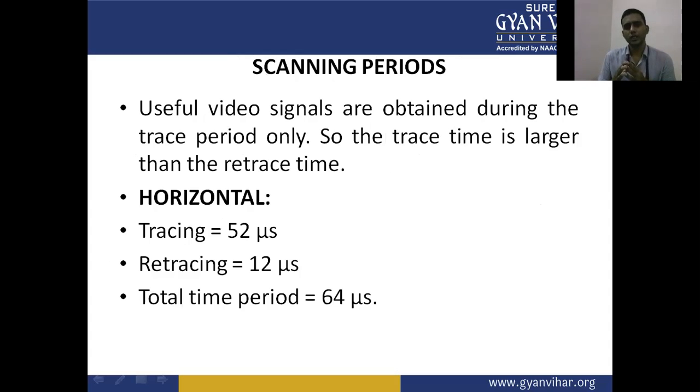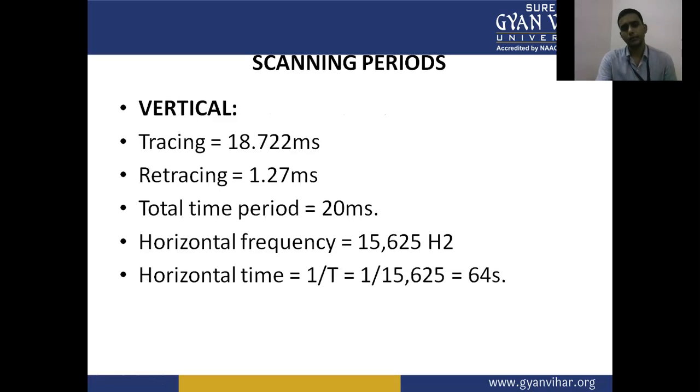Useful video signals are obtained during the trace period only. So the trace time is larger than the retrace time, and our information is carried in the trace period. Its time is large as compared to the retrace time. Horizontal scanning has a tracing period of 52 microseconds and a retracing period of 12 microseconds. So the total time period for scanning one line is 64 microseconds.